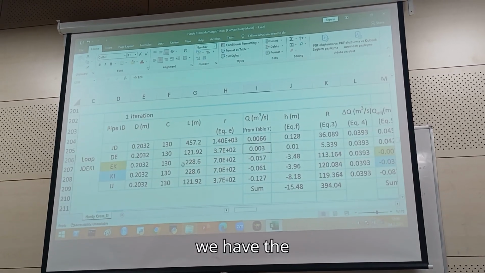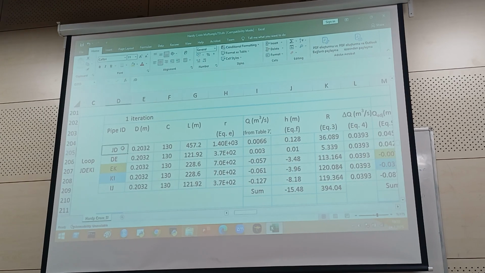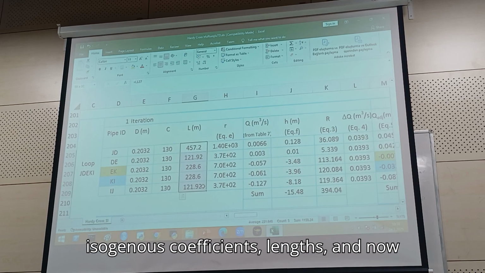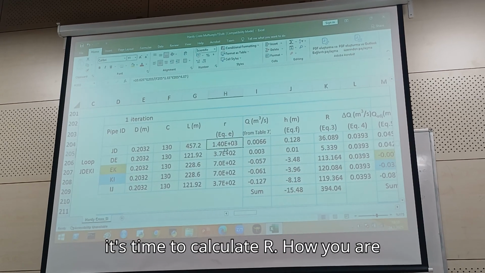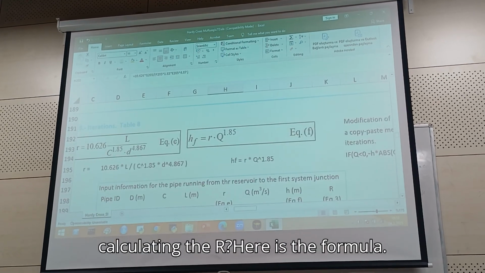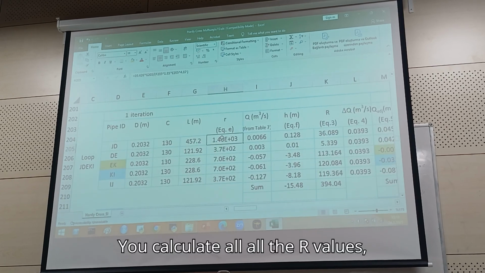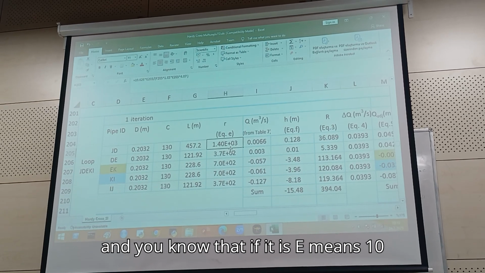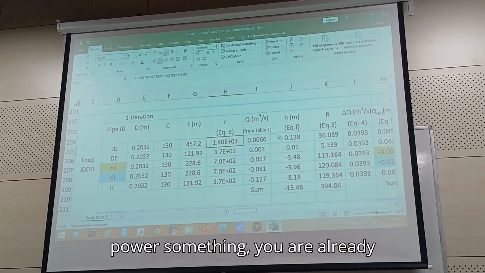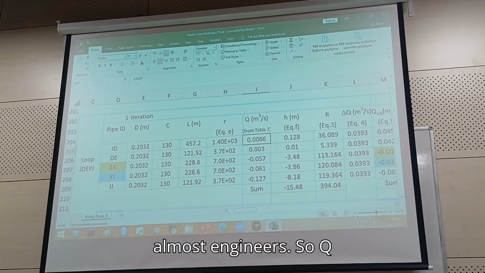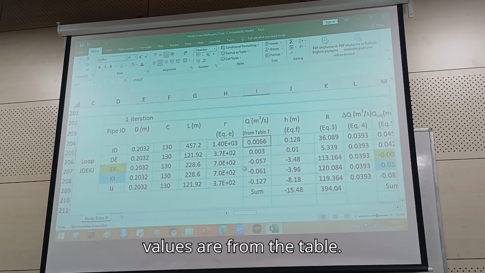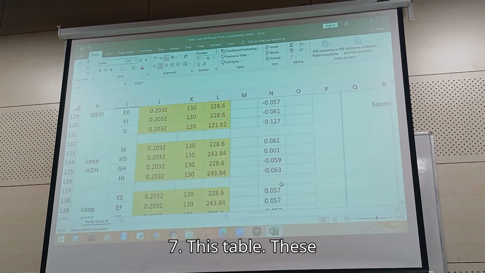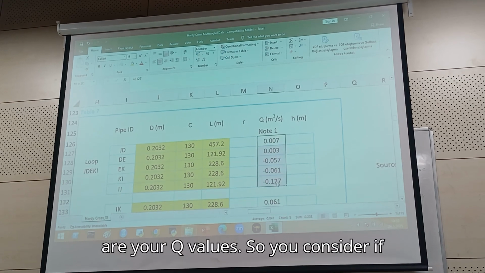Here we have the junction names, diameters, Hazen-Williams coefficients, length, and now it's time to calculate R. How we were calculating the R, here is the formula. You calculate all the R values, and you know that if it is E, it means 10 power something. You are already almost engineers. So Q values are from the table. Which table? Table 7. This table. These are your Q values.